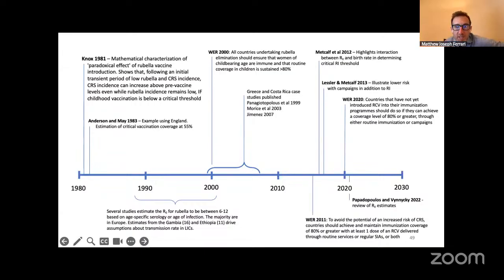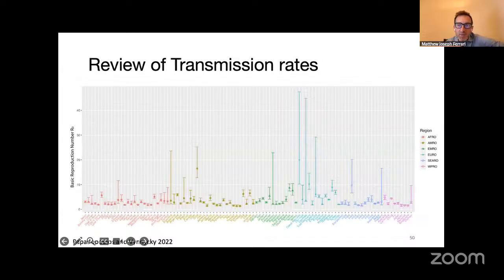The WHO updated their position paper again in 2020, still holding with the 80% rule, and then in 2022, a new comprehensive analysis of rubella transmission rate estimates was published. This was work that was done by Timos Papadopoulos and Emilia Vynnycky, which showed that in almost every study they could find across years and years, the transmission rate was much lower than the level that would have required an 80% threshold for the paradoxical increase in rubella. And in fact, in African and Middle Eastern countries, which were disproportionately the countries that had yet to introduce RCV, the transmission rates there were not systematically higher than anywhere else.